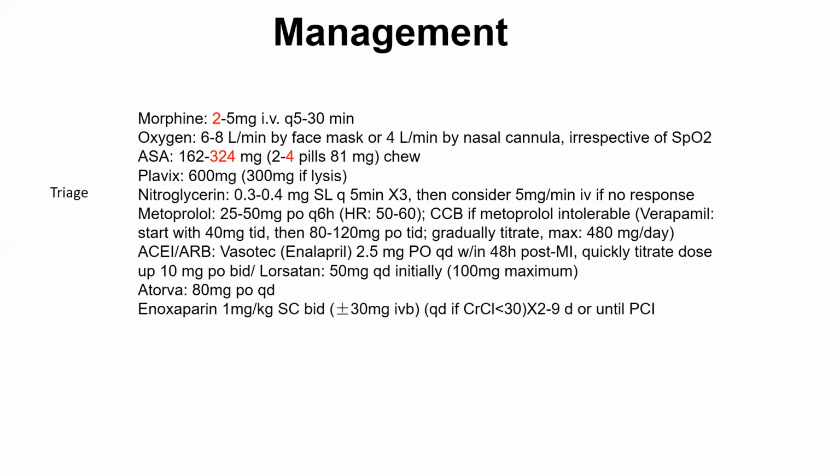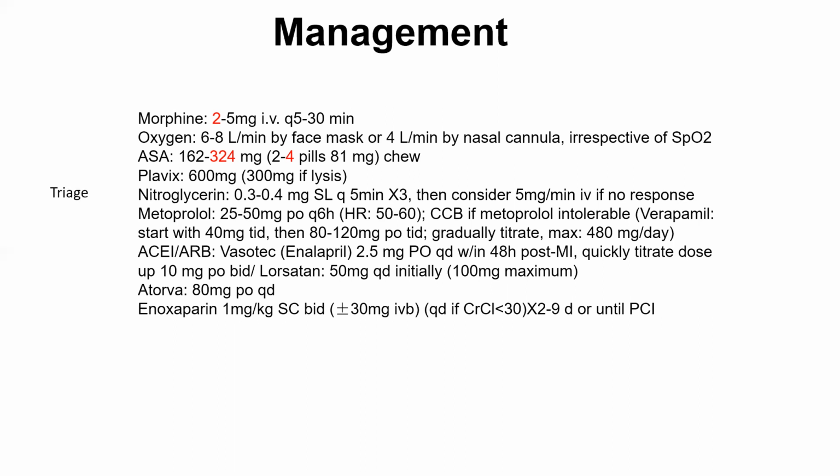And then we may consider using an ACEI or ARB to decrease the mortality for the patient who has a myocardial infarction. Here we can use enalapril 2.5 milligram PO QD within 48 hours post myocardial infarction, and then quickly titrate the dose up. And if the patient cannot tolerate enalapril, especially Asian people who will have a cough after using the ACEI, may consider using the ARB.